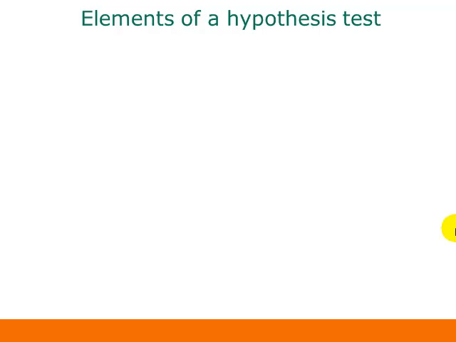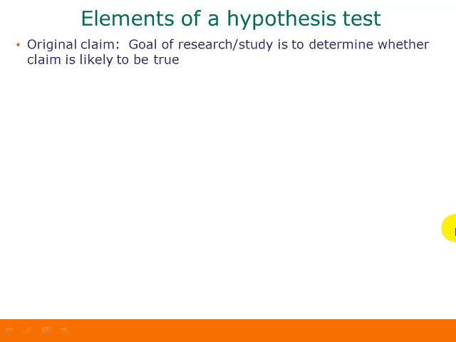Let's leave our story for a little bit and talk about the elements of a hypothesis test. So this is terminology and notation translated into plain English as much as possible. So when we're doing a hypothesis test, we have something that was our original claim. The goal of research or study is to determine whether this claim is likely to be true.